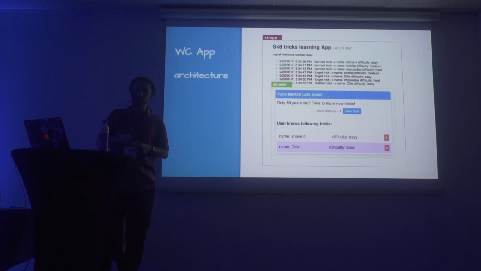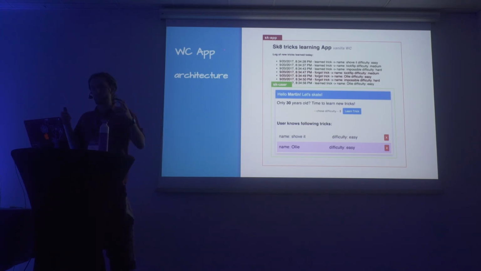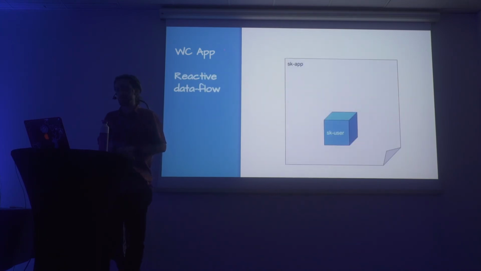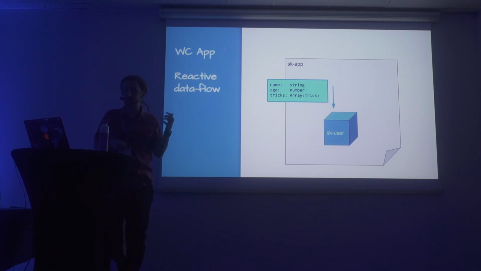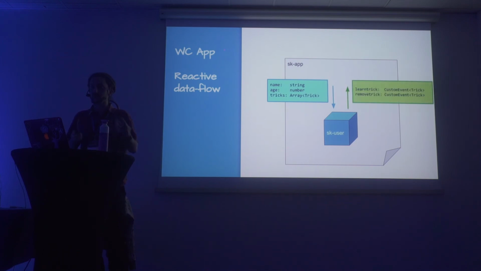Let's think about architecture. With web components, we are inheriting the component model, and the whole app is a tree of components. In this case, we have just a root component, SKApp, and a child component, SKUser. We want to define some reactive data flow. As an input to the SKUser, it will be just name, age, and tricks. As you can see, I'm using TypeScript definitions, because I will be using TypeScript for it. And it emits two custom events, learn trick and remove trick.